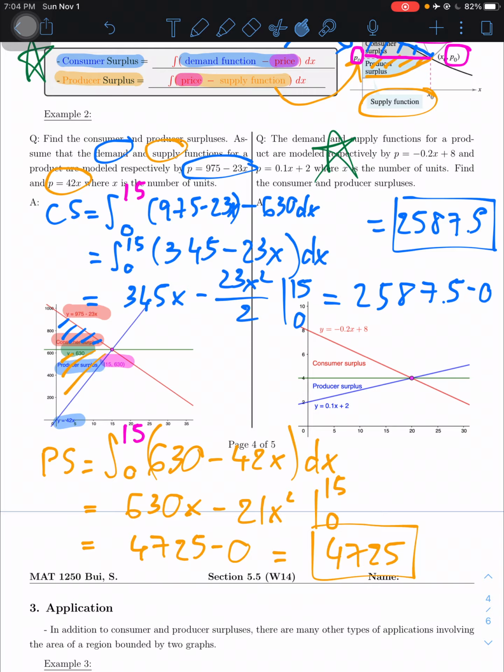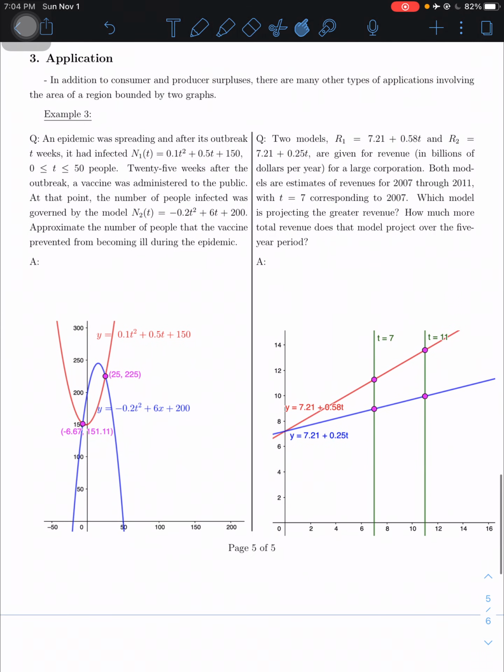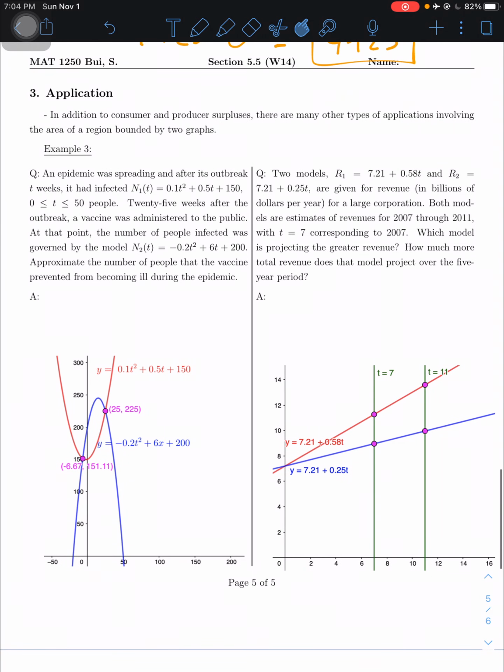Okay? And now, last objective, application. In addition to consumer and producer surpluses, there are many other types of applications involving the area of the region bounded by two graphs. So there are many more applications. Let me put a star in here just in case I forget for your part. All right, so now let's talk about my part.